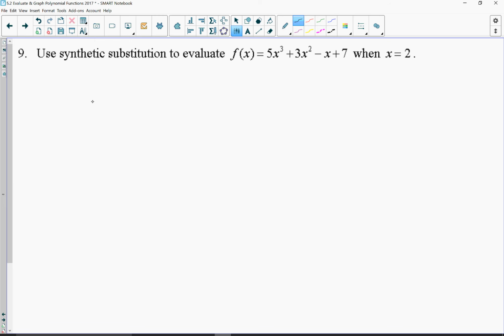So we start with our setup, make our little half box. In that half box, we are putting the x value that we're given. So that's 2. Then to the right of that, we write our constants. So 5, 3, -1, and +7. Then we leave some space underneath, and then we draw our horizontal line.